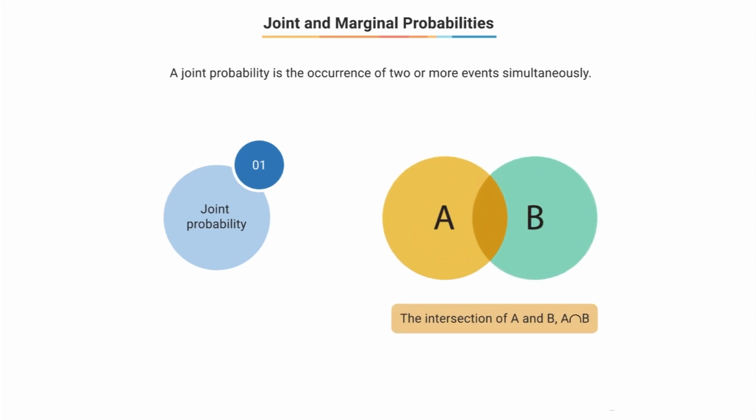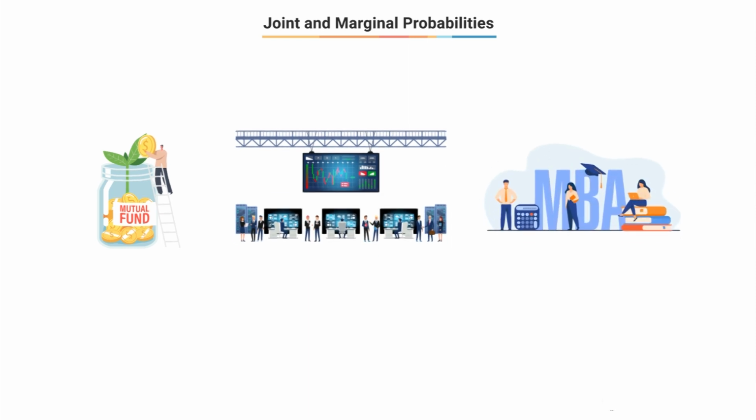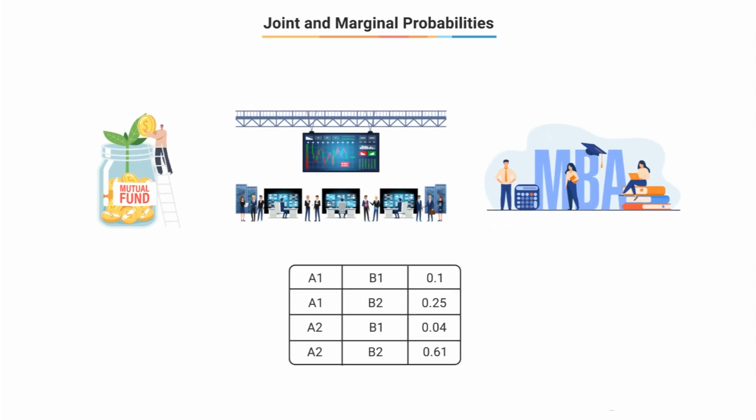This is also the same as calculating the probability of an intersection of 2 events. Thus, we can say that the joint probability that the mutual fund outperforms the market and the fund manager is from a top 30 MBA school is the probability of the intersection of these 2 events, which is 0.1 pair.